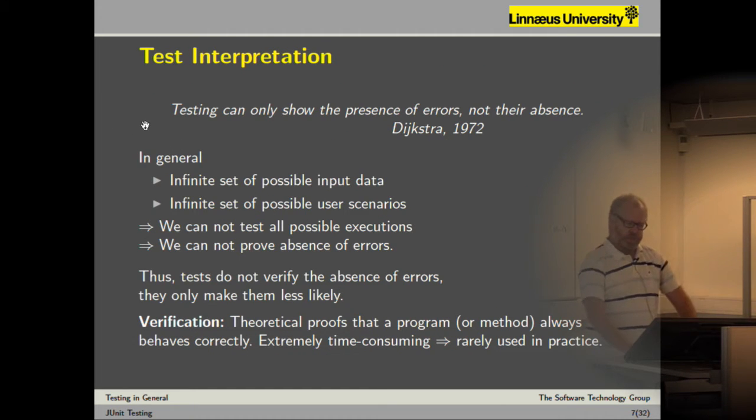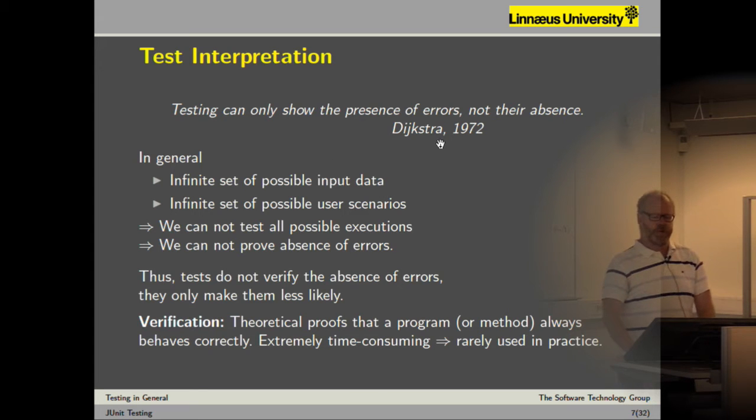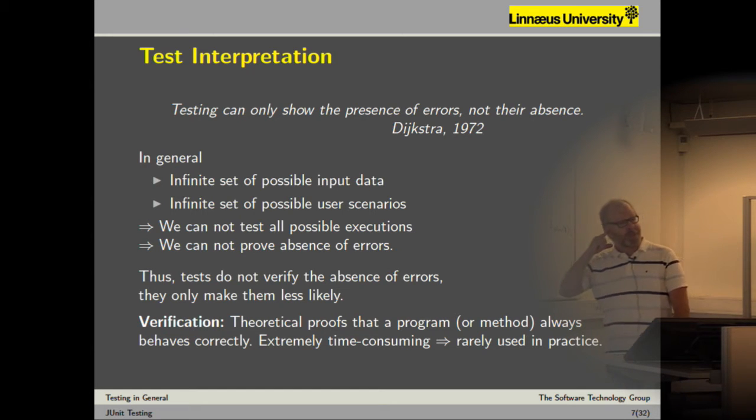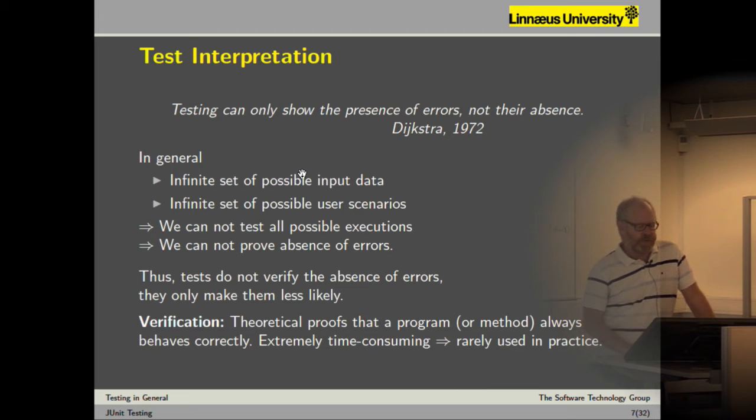Test interpretation. Testing can only show the presence of errors, not their absence. This is rather depressing. It says that no matter how much we test, we can never be sure and say this one works in all cases. And it's easy to understand. We have an infinite set of possible input data, an infinite set of possible user scenarios. So in general, we cannot test all possible executions. That means we cannot guarantee that there are no errors in here.